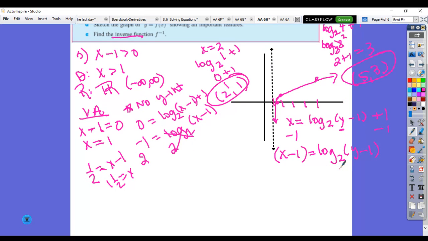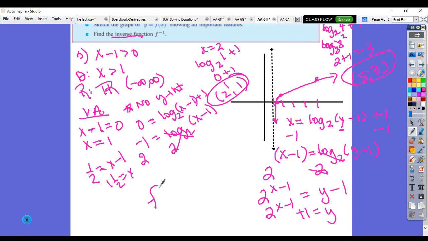Then I'm going to either rewrite exponentially or raise both sides to the power of 2. So that cancels out my log base 2. So I get 2 to the x minus 1 equals y minus 1. To get y by itself, I just add 1. 2 to the x minus 1 plus 1 equals y. And it's always important: this is not what the y equals in the original. We're looking for the inverse function. So I'm going to restate this y as f inverse equals 2 to the x minus 1 plus 1. And that's it.